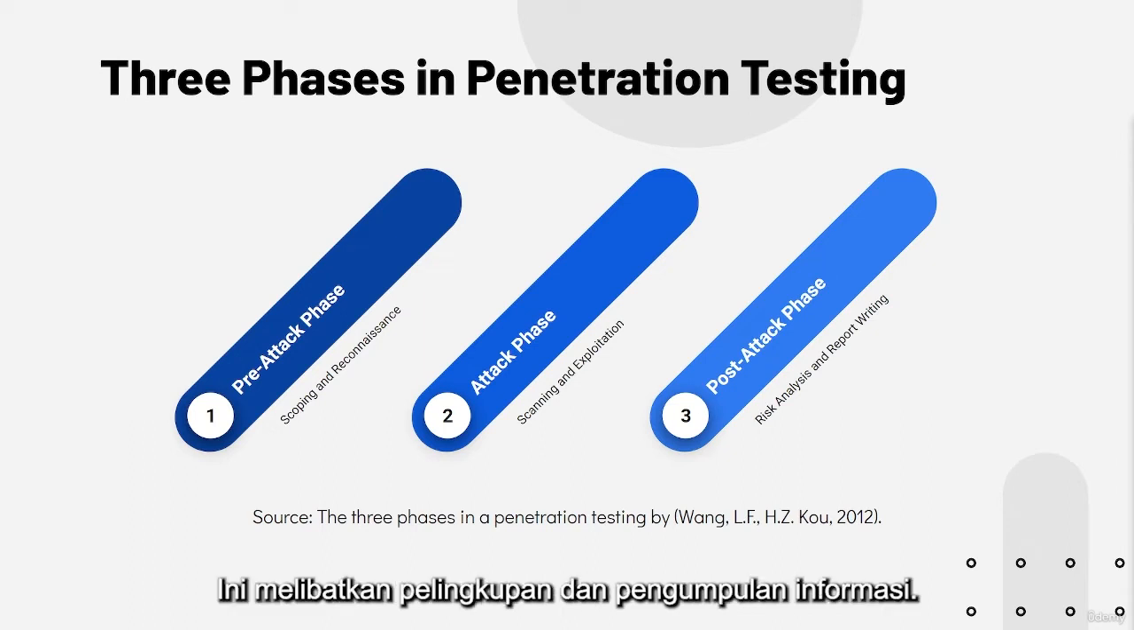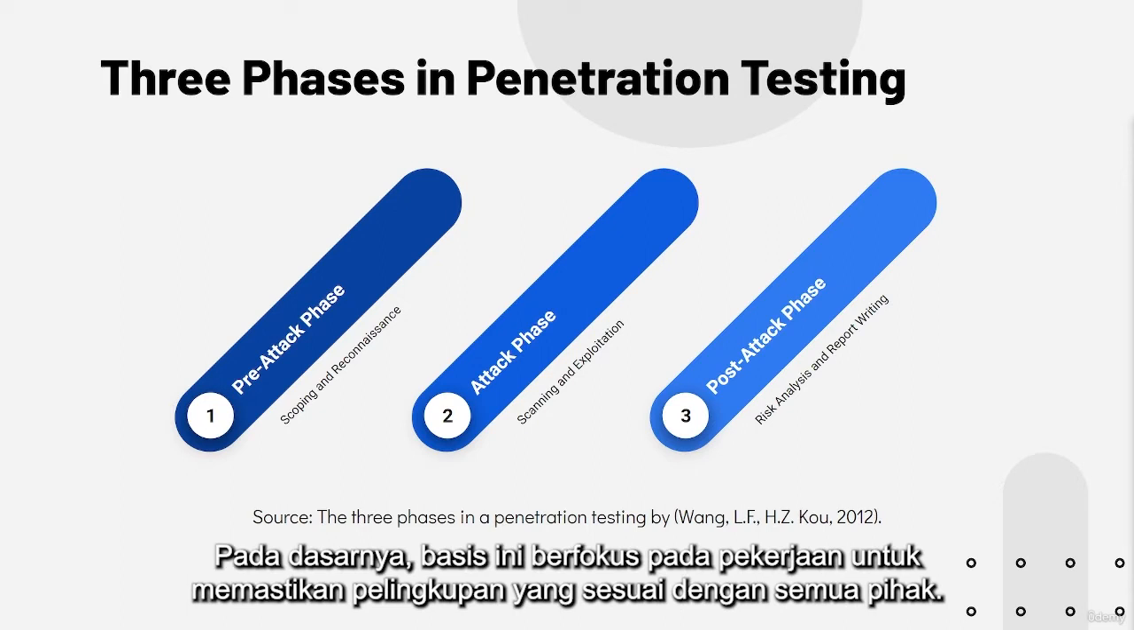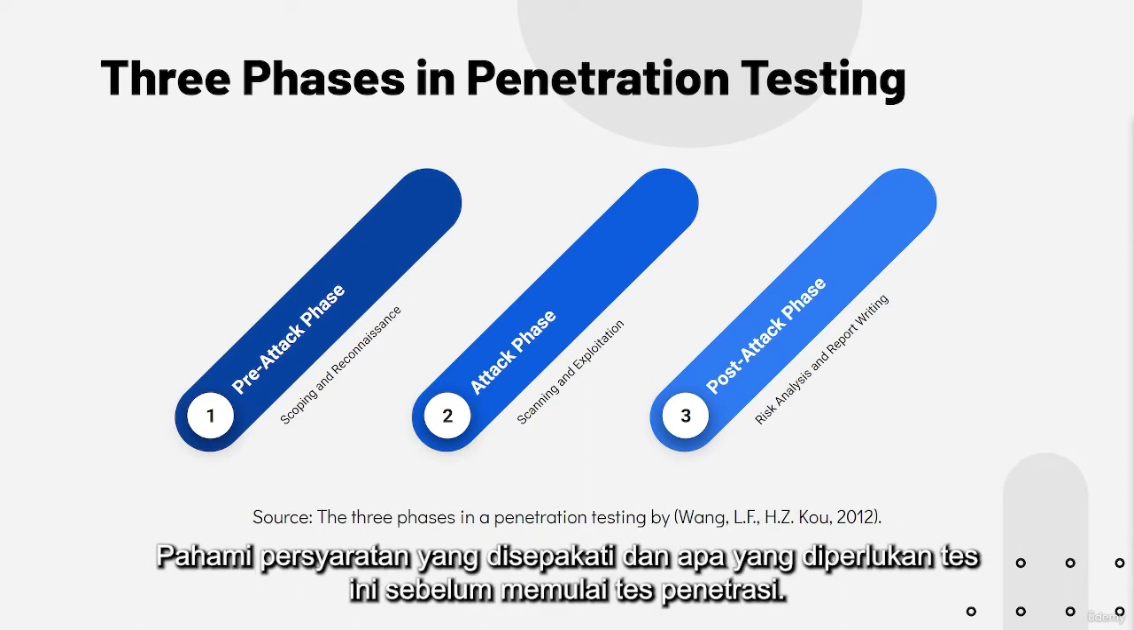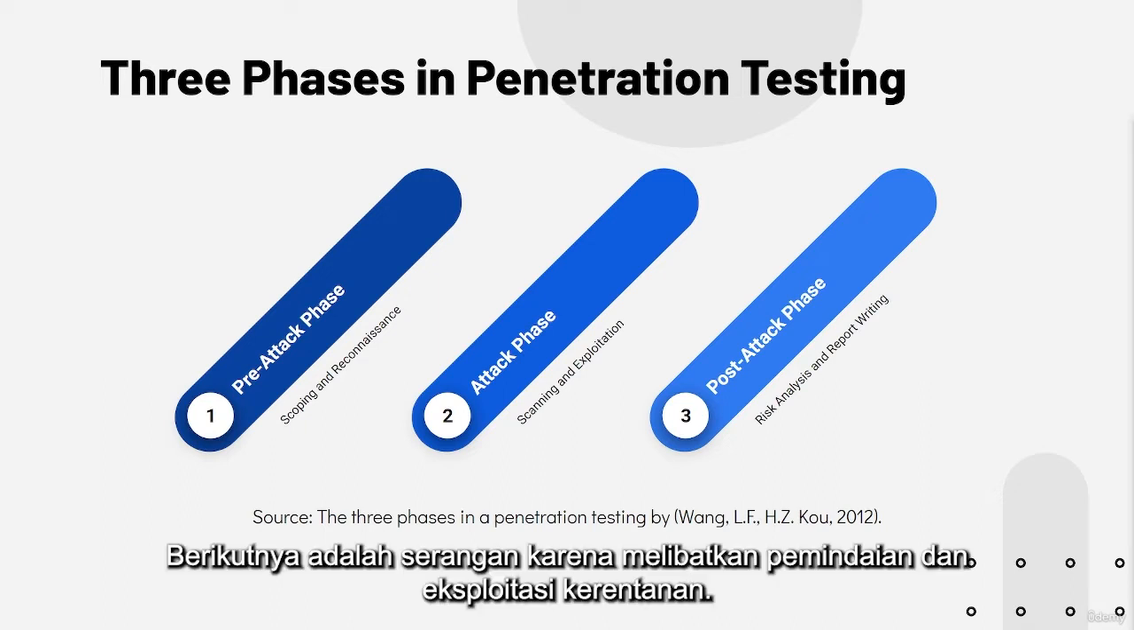3 phases in penetration testing. First, the pre-attack phase. It involves the scoping and gathering of information. Basically, this phase focuses on working to ensure appropriate scoping, with all sides understanding the agreed terms and what this test entails before commencing the penetration test.